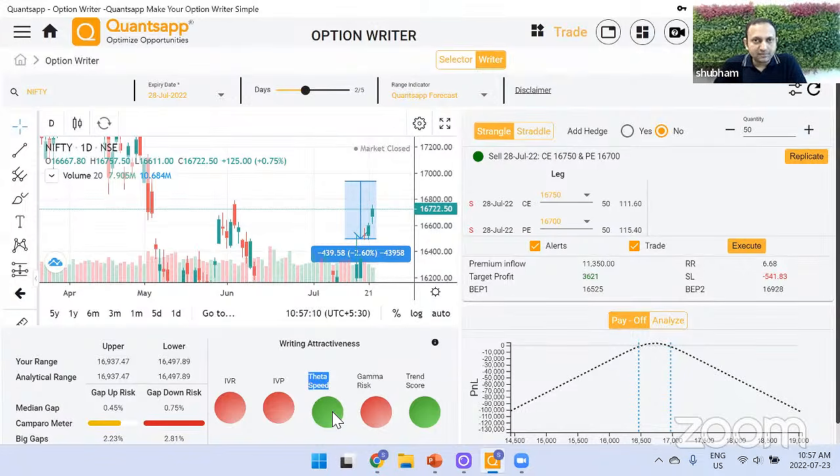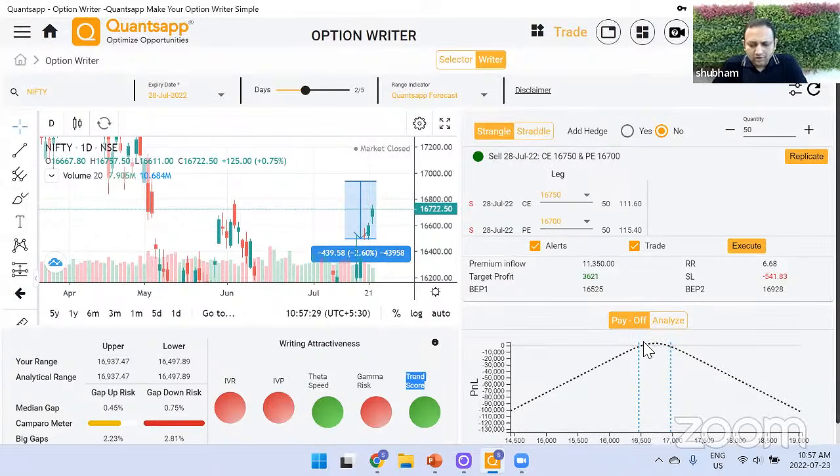Theta is green, which means that yes, the options are decaying and you have a lot of Theta to make from. And the trend score is green, which basically tells you that the market is not trending in nature. It's a very mild trend. It's not abnormally trending, and that is good for writing options.